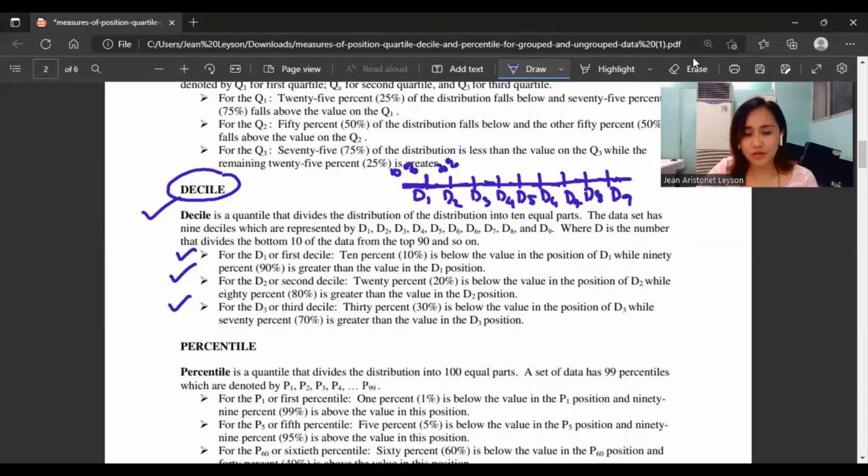For D sub 3, or the third decile, 30% is below the value in the position of D sub 3, while 70% is greater than the value in the D sub 3 position. So here, below D sub 3, that's 30%. The remaining 70% is above D sub 3. And that's the same concept for the remaining decile, okay?